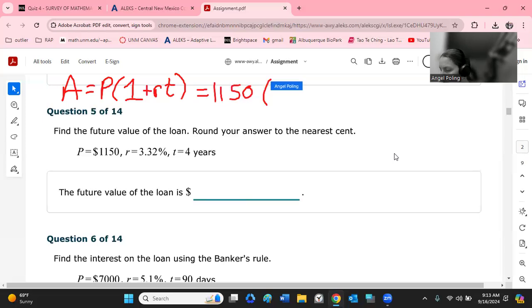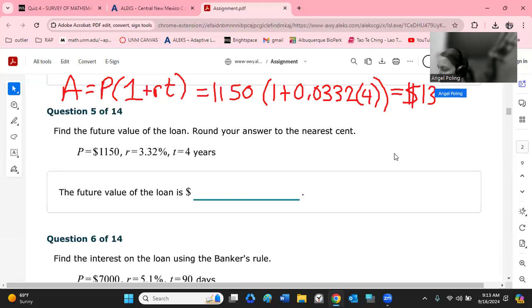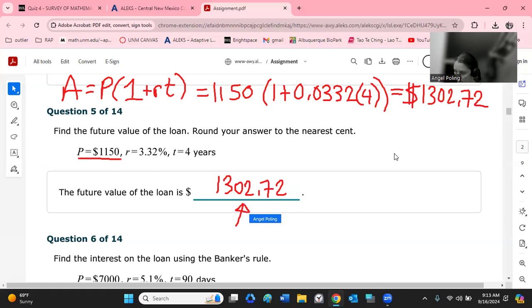1150 times 1 plus 0.0332 times 4. And that gives me a value of 1302.72. So the future value of the loan, the amount we borrowed plus the amount of interest, is going to be 1,300 versus 1,150, right? So we borrow this, but we actually have to pay back all of this.